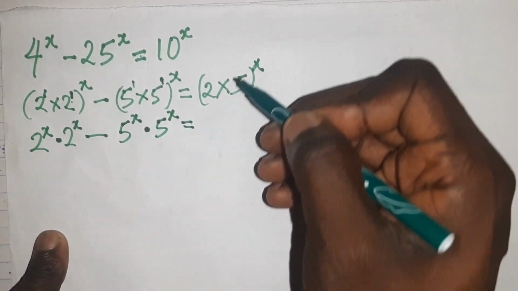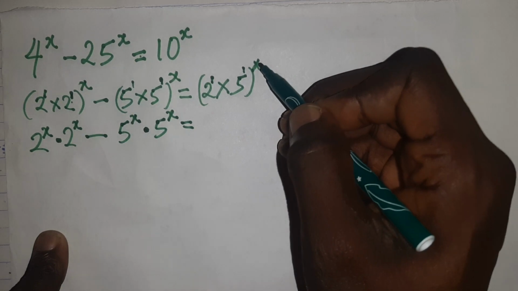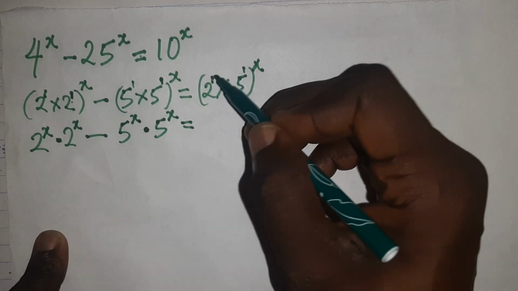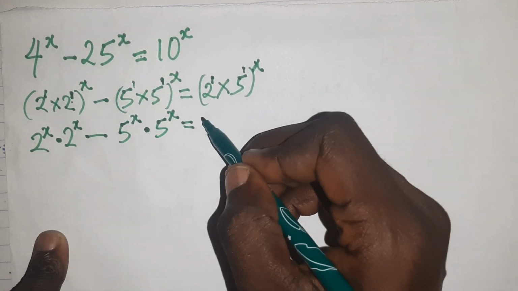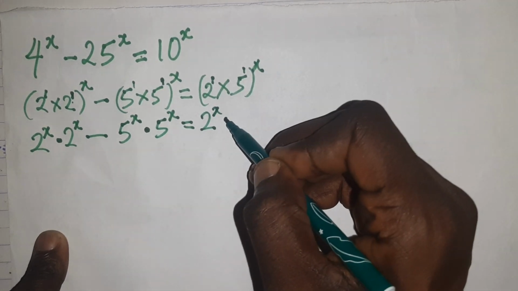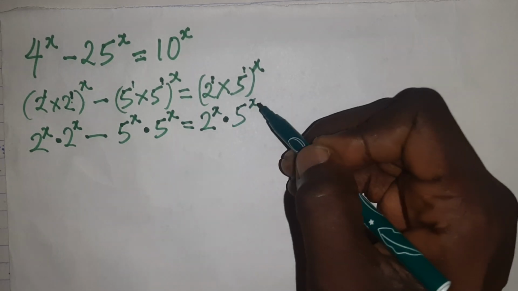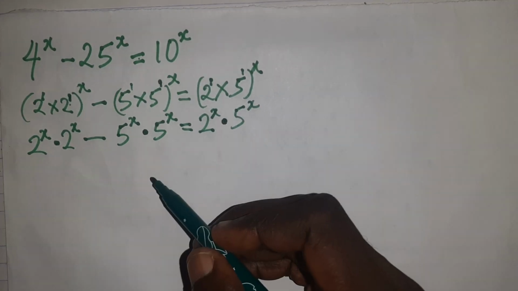Then equals, do the same thing here too. This 2 has a power 1 and 5 has a power 1. Use the power outside the bracket to multiply the powers in the bracket. So you write your 2, then x times 1 is x, times, write your 5, then x times 1 is x.